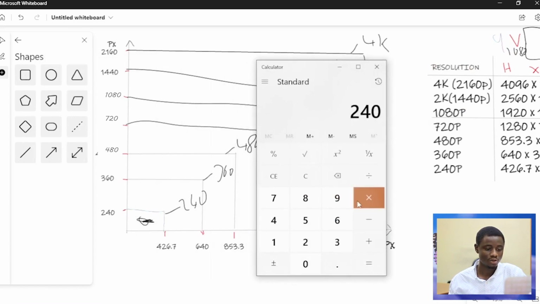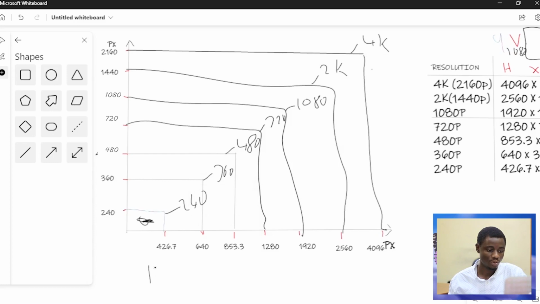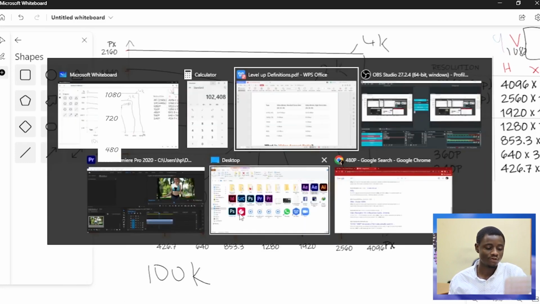So let's go to our calculator. It's 240 multiplied by 426.7. So we have about 100,000 plus pixels in a 240p video. Let me just note that down: about 100,000 plus, let's say 100k. So let's do that for 4K, so you know the difference.